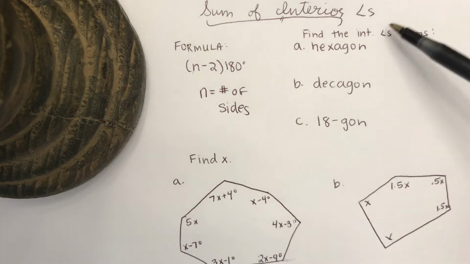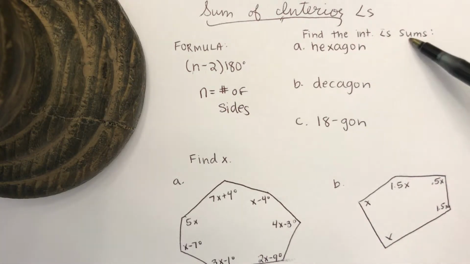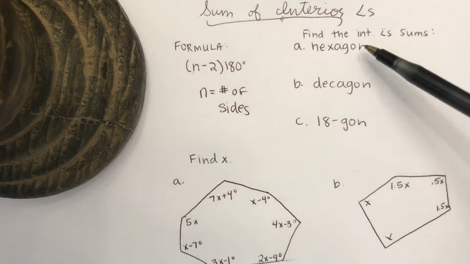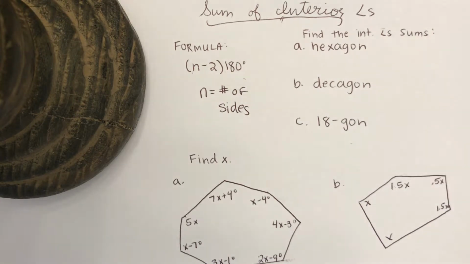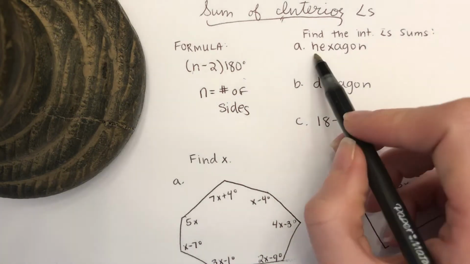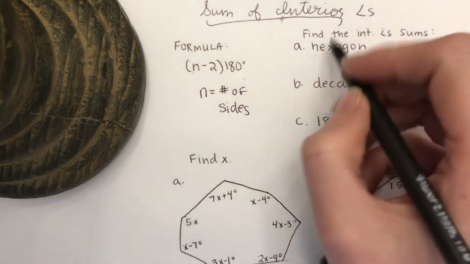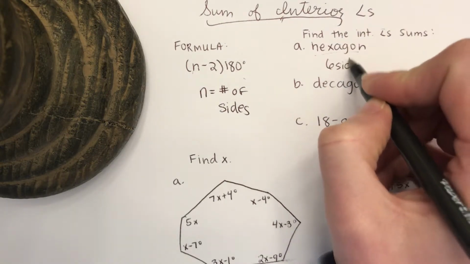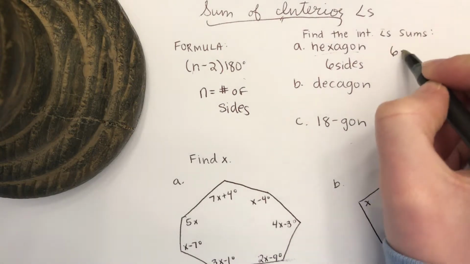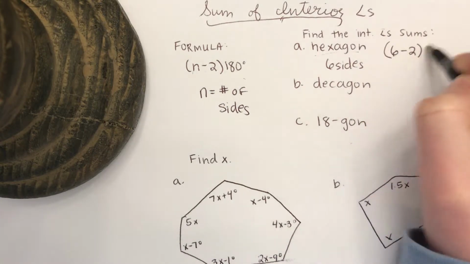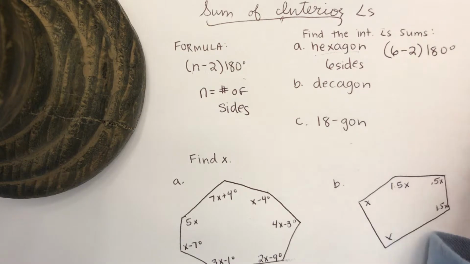So we're just going to first start with these three, where I just ask you to find the interior sum, and you just give me the number. So again, I would encourage you to pause it at this point, see if you can plug this into the formula and get the correct answers for these. So starting with a hexagon, which is a 6-sided figure. It has 6 sides. So when I think about my formula, I'm going to take 6, subtract 2, and then multiply it by 180 degrees.